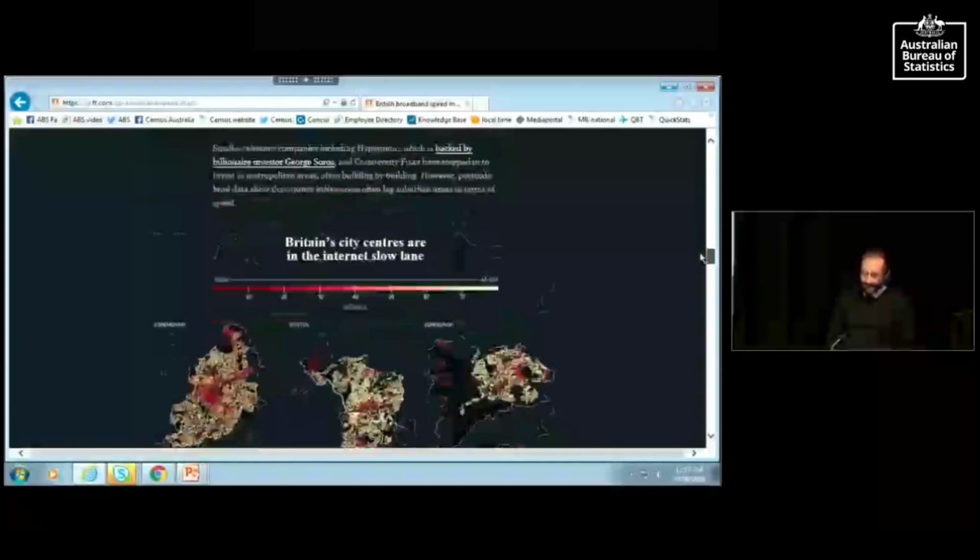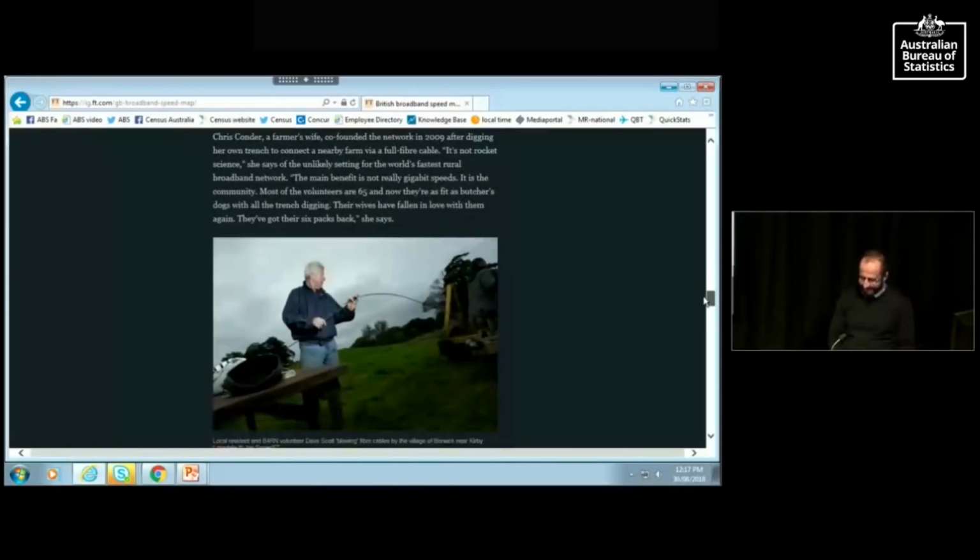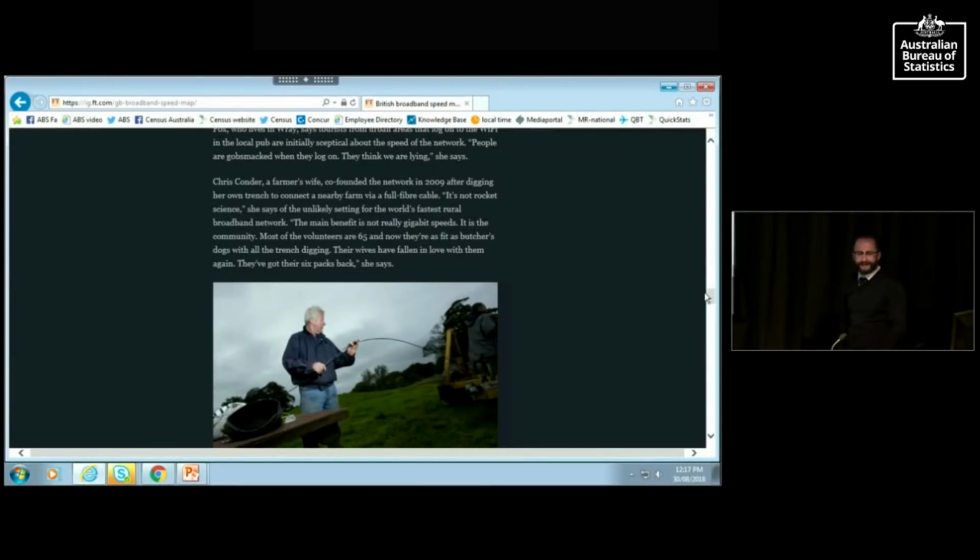And as soon as we found that story, we said, well, let's go off and find them and speak to them. And I love it because the woman who ran this volunteer group, Chris Conda, it's great. She says, the main benefit is not really gigabit speeds. It's the community. Most of the volunteers are 65, and they're now as fit as butcher's dogs. They've got their six-packs back, like that.